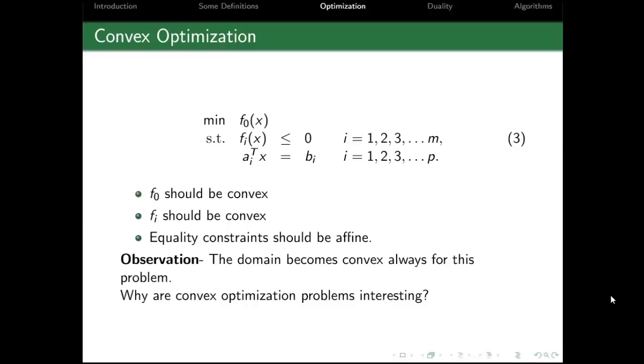So why are convex problems interesting? Convex optimization problems are interesting because of the properties of convex functions and the convex sets. First, the most important property which is useful for us is that if there is a local minima anywhere, it is guaranteed that it is the global minima for the function. So it makes our life very simple and we don't have to search a lot for the global minima.